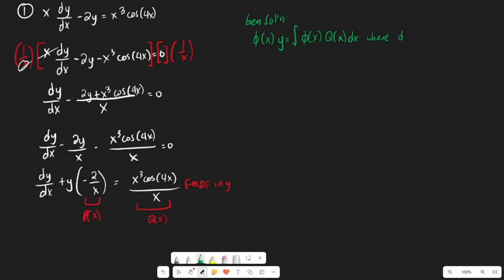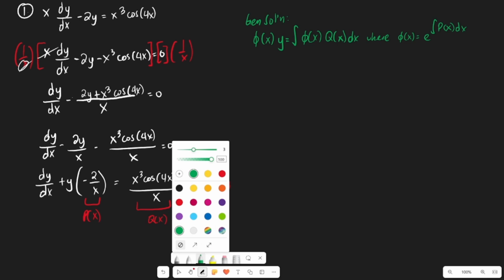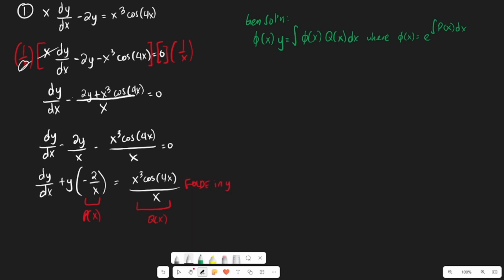Phi of x here is equal to e raised to the integral of p of x dx. Now let's try to solve for the general solution. So first we're going to have to find phi of x.